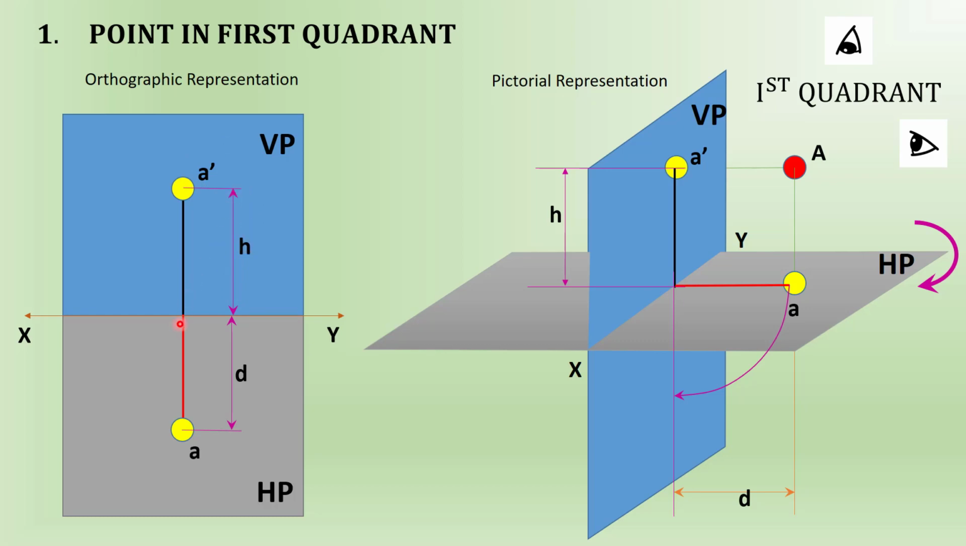Similarly, you will get the plan below the XY line. When you rotate the horizontal plane, you can see that the horizontal plane will be touching this vertical plane. At the same time, this image will be rotated through an angle of 90 degrees, so you will get that image somewhere here. So the plan will be obtained below the XY line. That distance is denoted by small d, which denotes the distance from the vertical plane.